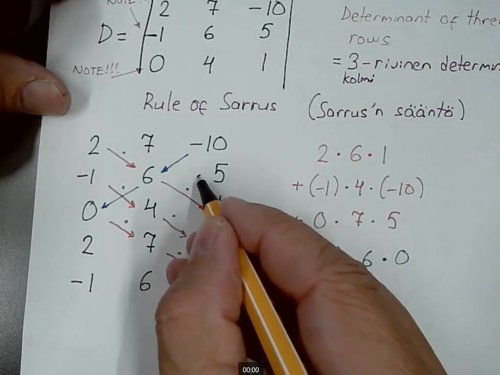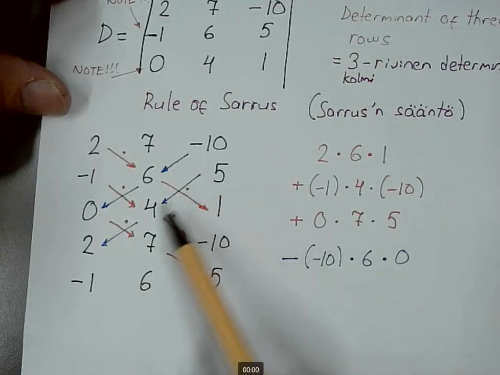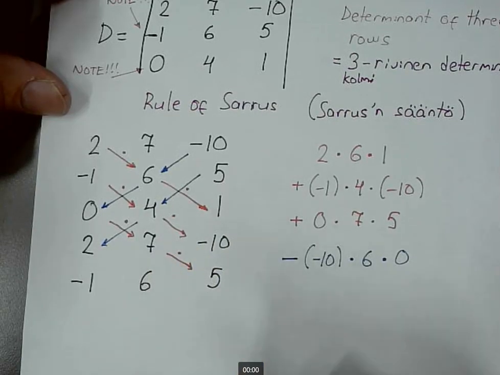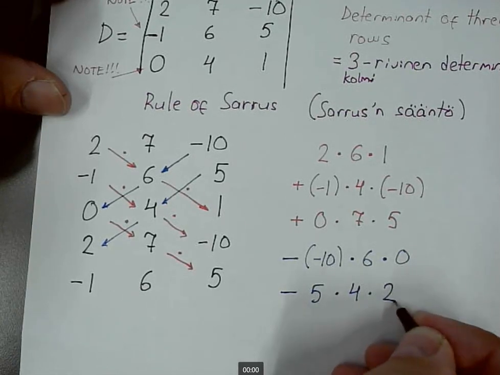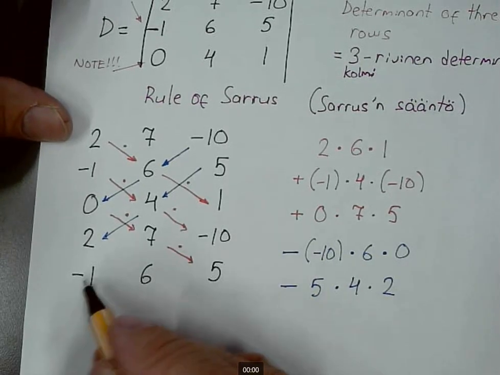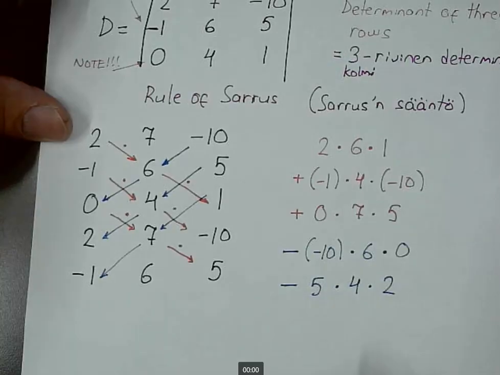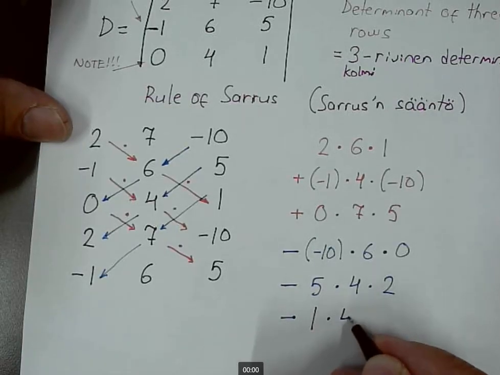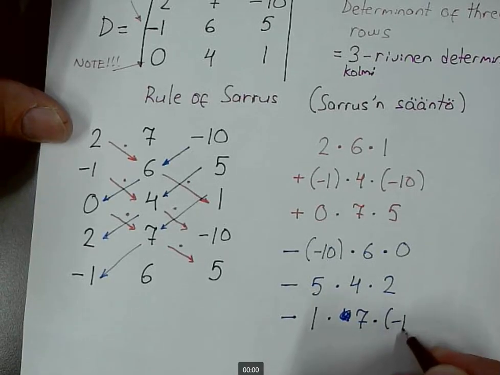And then this another direction here, we get 5, 4 and 2, and it is minus direction, so we will get minus here. 5 times 4 times 2. And the last one is this multiplication here. This will be multiplied. It is also minus direction, so we will get minus 1 times 4, sorry, 7. 7 times minus 1.